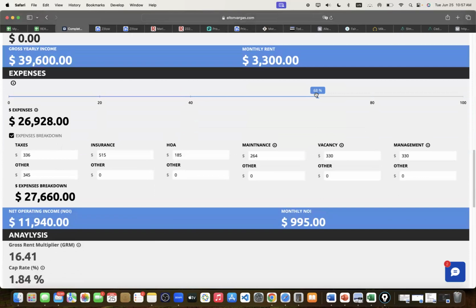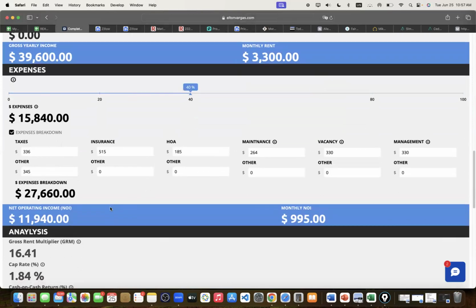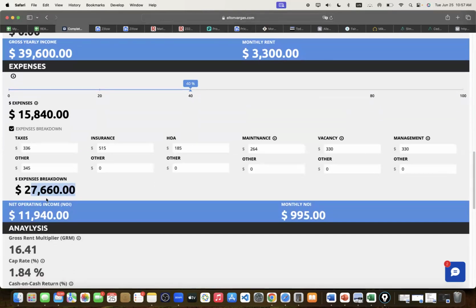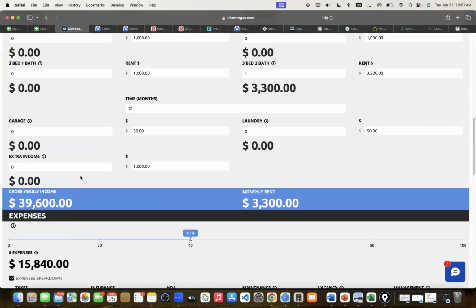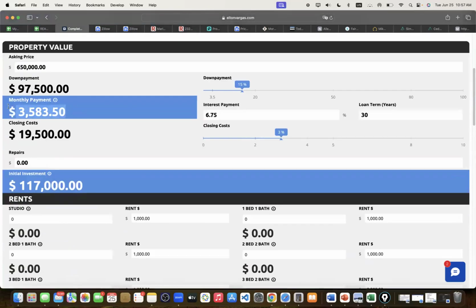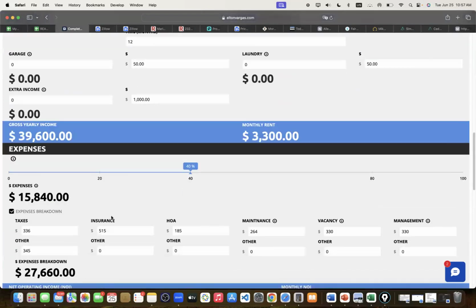Yeah, it's pretty much 70%. Wow, that's crazy. So we have all of our expenses, so our net income is $11,940, but we have one more major expense, and that other major expense is the monthly mortgage payment, which is the principal and the interest.